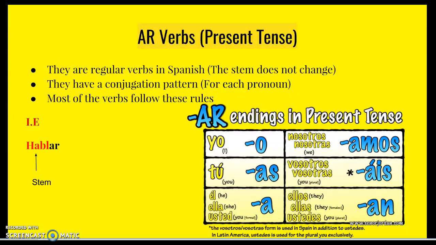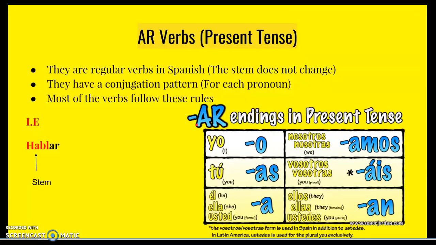Pero ustedes se preguntan qué es la raíz or what is the stem. The stem is the part of the verb that is before the AR. So right here. Como podemos ver, los AR verbs tienen unos finales que se usan en presente simple.